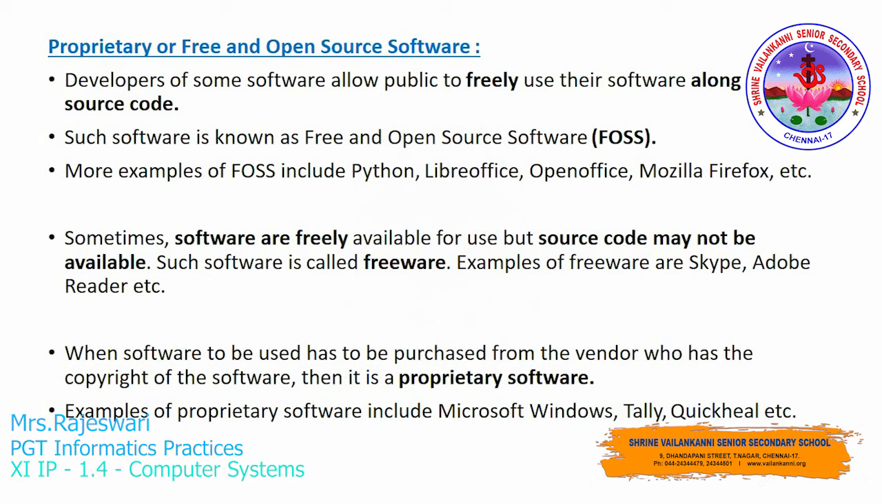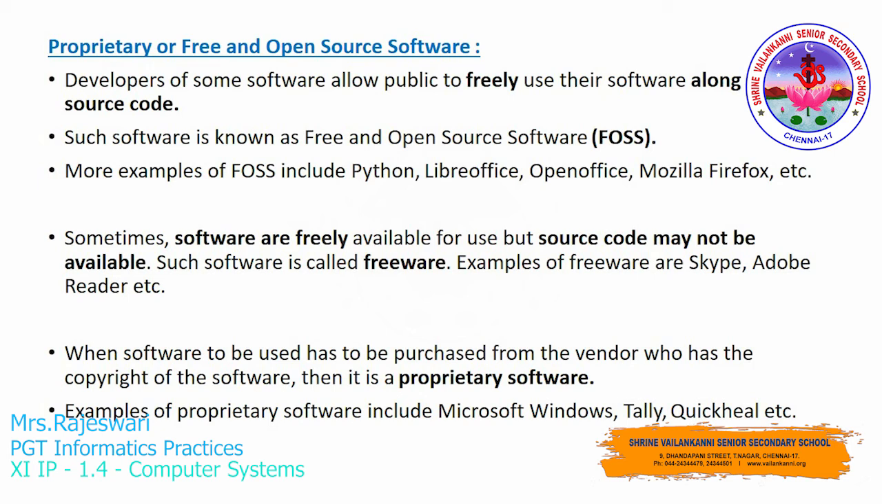Then freeware. Let us discuss freeware. Sometimes software is freely available, but the source code is not available. That represents freeware. Clear? Examples of freeware are Skype and Adobe Reader. All these are freeware, where the software is available for free but you cannot access the source code.